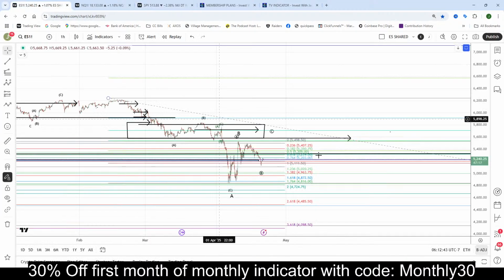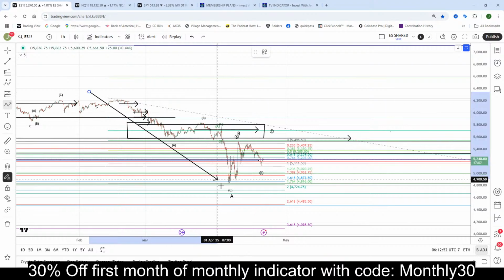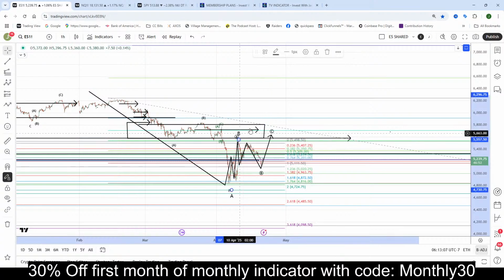While we're waiting for Excel to come up with my numbers, let's look at the count. So we talked about this in my room. If you're in my room, you know this already. We talked about this A leg stopping around where it did. We were looking for this to be A of B, and then I said that my preferred path was A, B, and C of B to come back down to make a lower low, and then back up in C of this B wave. So this B wave needs to move back over here.